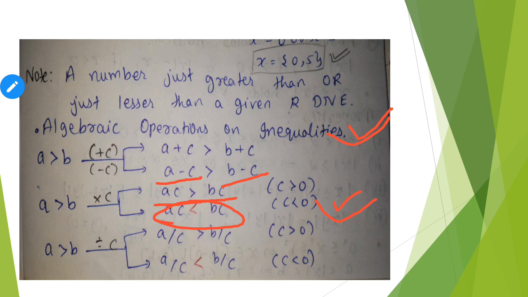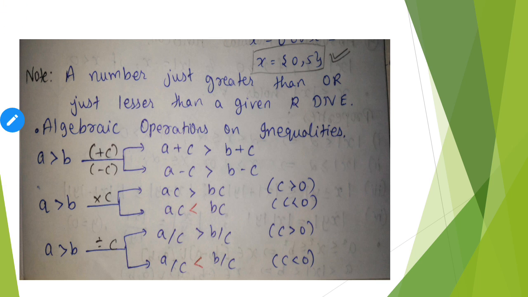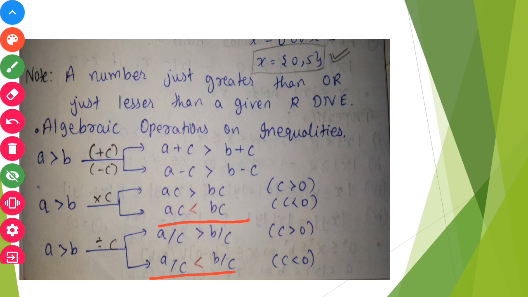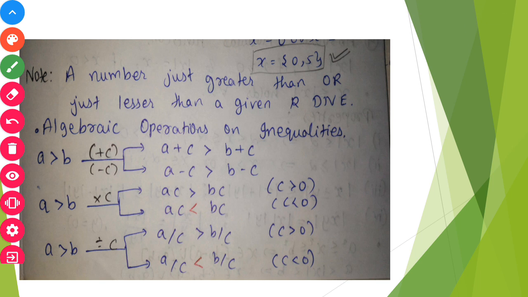Here you have to take care. Now similarly, if we divide by a number c, if c is positive, then the inequality will remain as it is. If c is negative, then the inequality will change. So we have to take care of these small things. When we multiply and when we divide by a negative number, in both cases the inequality changes. Now let's see further.